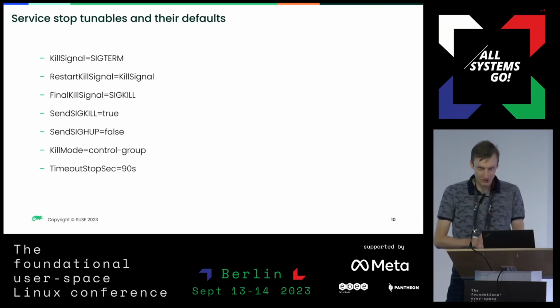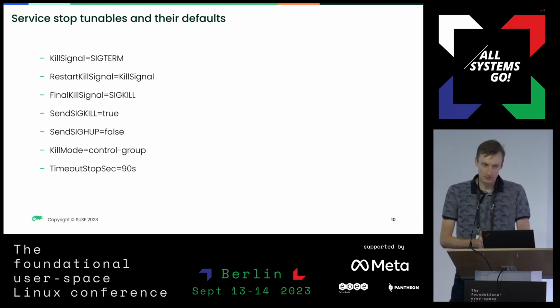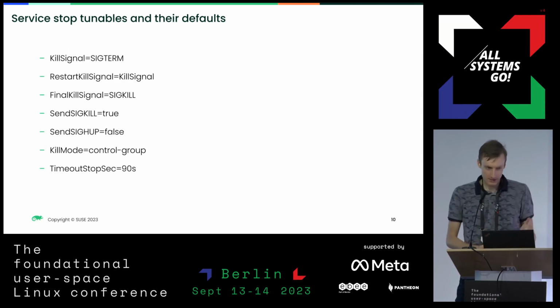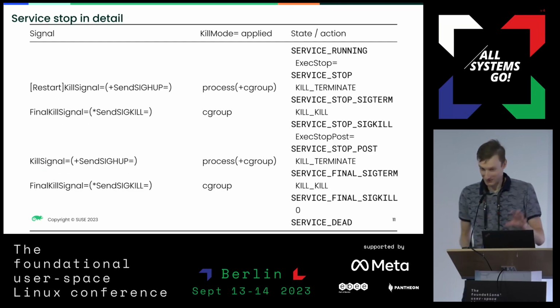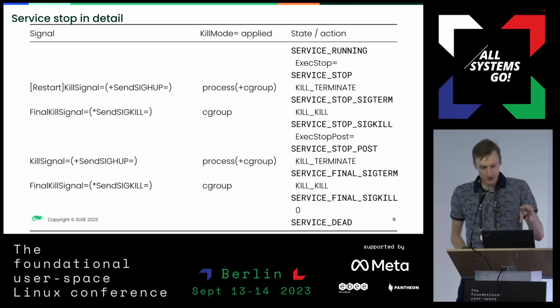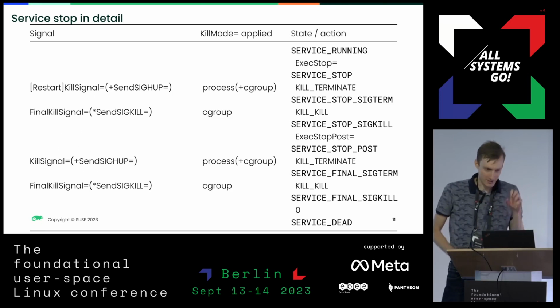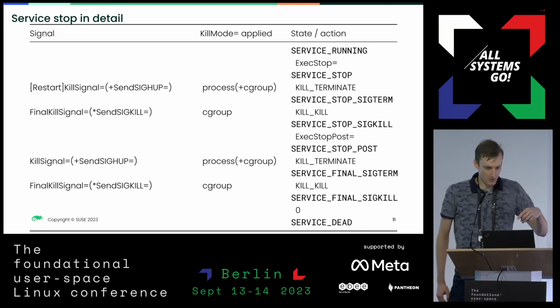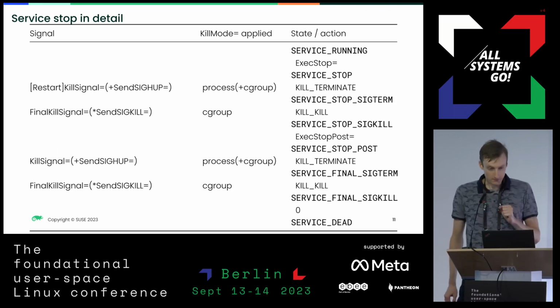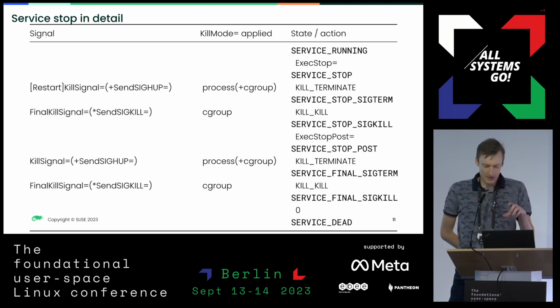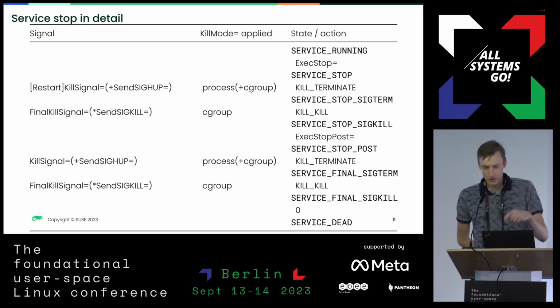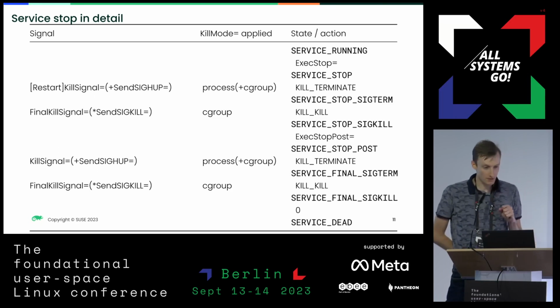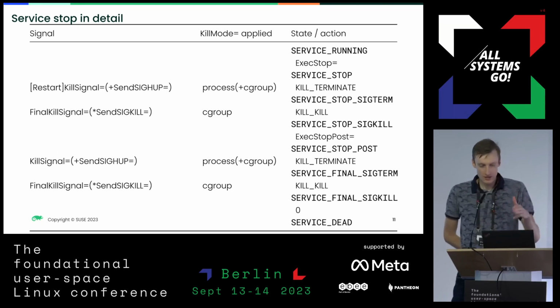Now, more about the stopping of the service from the user perspective. Here are listed the directives and their default values. I will not go through all of them, but on this diagram I would like to explain them a bit from the left side to the right side. On the left-hand side, we have the signals, and from the top down, we see time passing. On the right-hand side, those are the states of the service as systemd internally tracks it, and the actions that transition the service between the states. And there is the association of the actions with the configured signals.